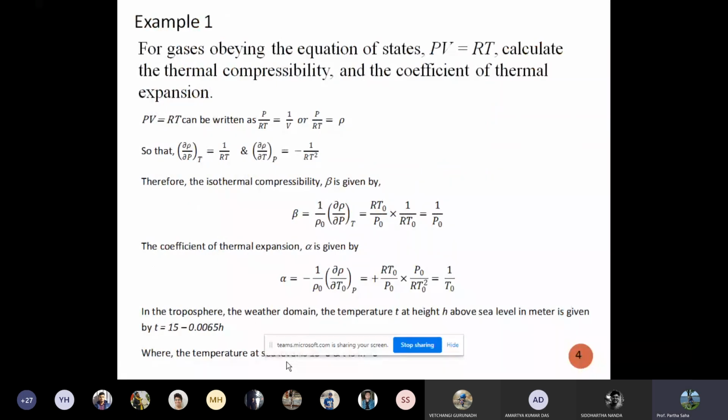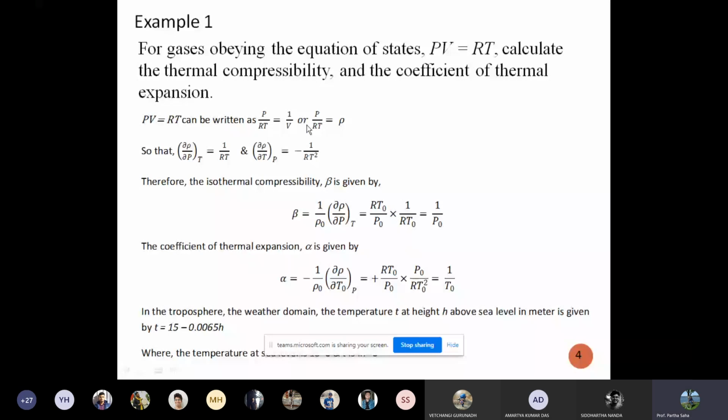Let's say I'm giving an example here for gases obeying the equation of state. What is the equation of state? That is PV equal to RT. So how will we calculate the thermal compressibility and the coefficient of thermal expansion, that is alpha? PV by RT can be written as P over RT equal to 1 over V, right? Or P over RT equal to rho, because the mass is constant. So rho by V is equal to 1.